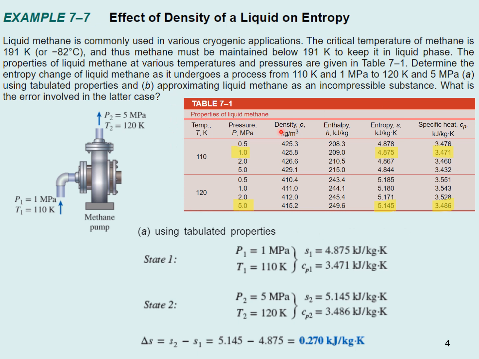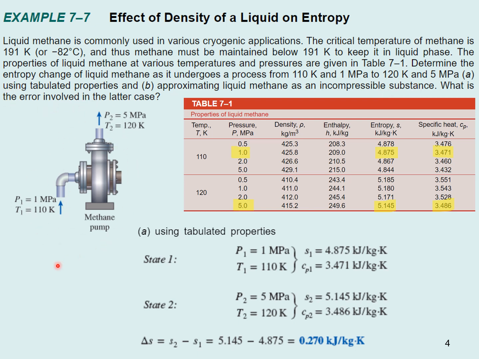In this example, we want to determine the entropy change of a liquid as it undergoes a process from 110 Kelvin and 1 million pascals to 120 Kelvin and 5 million pascals. We want to do this in two ways. First, using tabulated properties, and secondly, approximating the liquid methane as an incompressible substance. Then we want to look at what error is involved in this process.